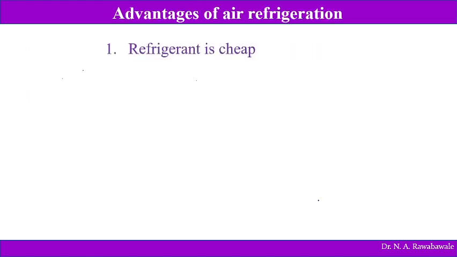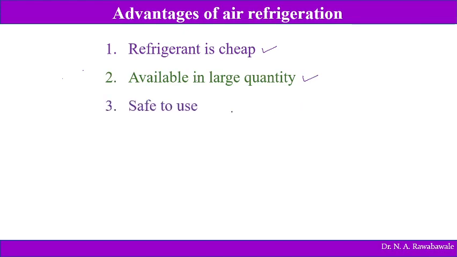So now advantages of air refrigeration. Refrigerant is cheap because air is freely available. This is one of the advantages. Second one, available in large quantity. So air is available in large quantity. Then safe to use because it is not flammable, it is not harmful, it is not a pollutant. So it is safe to use.